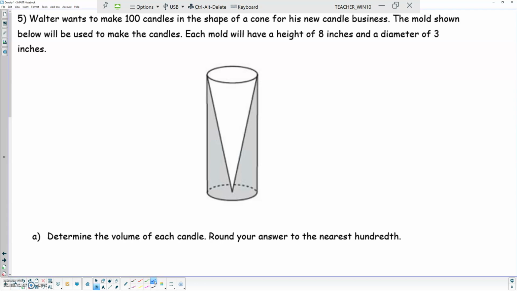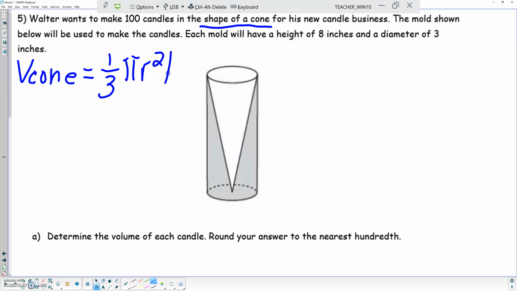All right, so they told us that every candle is in the shape of a cone. So we're gonna have to find volume of a cone. Okay, so volume of a cone is 1/3 pi r squared times the height. All right, so they told us that the height of the cone was 8 inches. And then they told us the diameter was 3 inches. So that's going to make our radius 1.5.